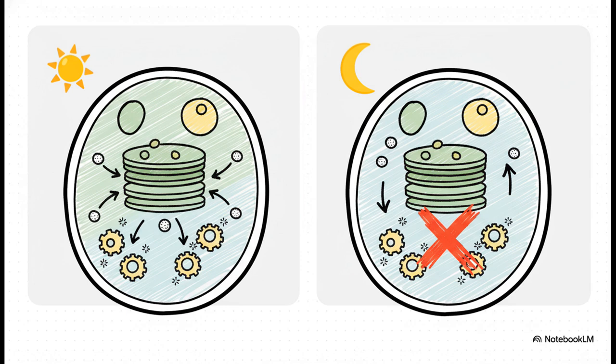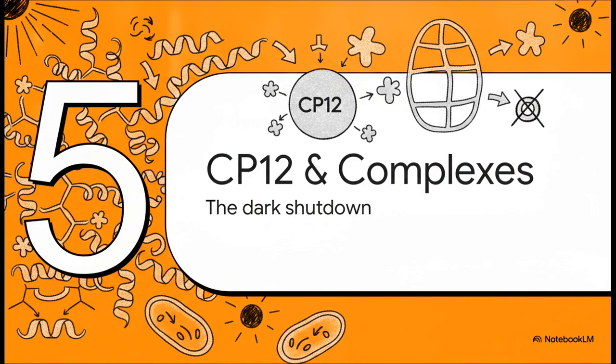This shift creates a highly specific environment in the stroma. You get a high pH, meaning it's alkaline, and a high magnesium concentration. And guess what? This is the exact environment required to activate Rubisco and our other key enzymes. When the lights go out, the whole flow reverses. The stroma's pH drops, the magnesium leaves, and the enzymes rapidly deactivate. It's just so elegant.